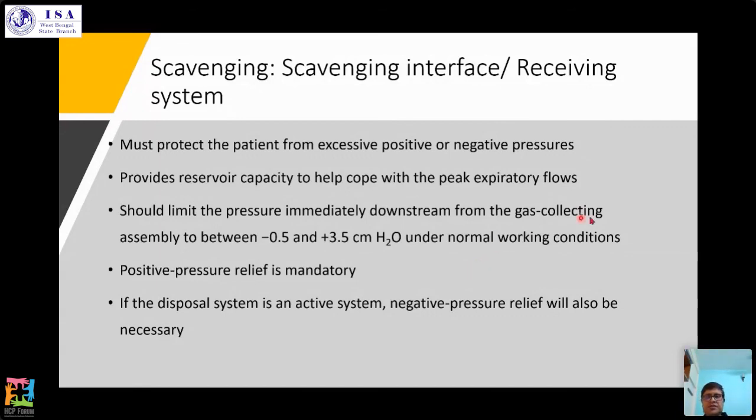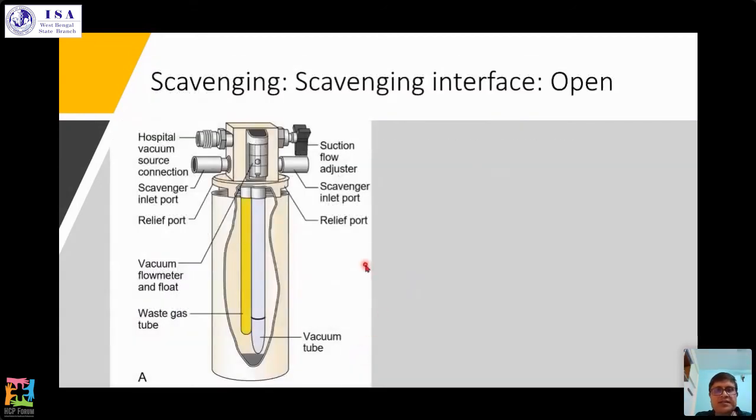It should limit the pressure immediately downstream from the gas collecting system to a very narrow range of minus 0.5 to plus 3.5 centimeters of water under normal working conditions. A positive pressure relief is mandatory. And if the disposal system is an active one, a negative pressure relief also becomes necessary. Now, let us have a look at this scavenging interface.